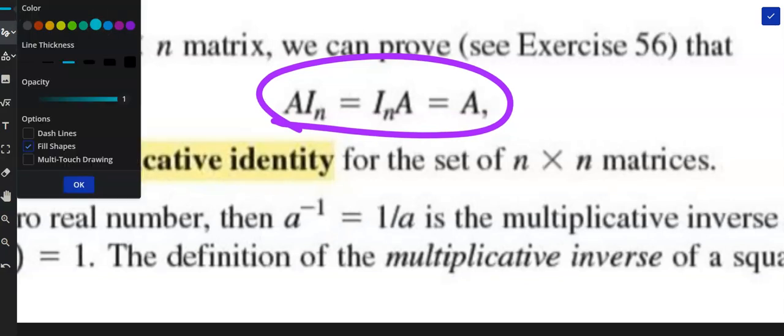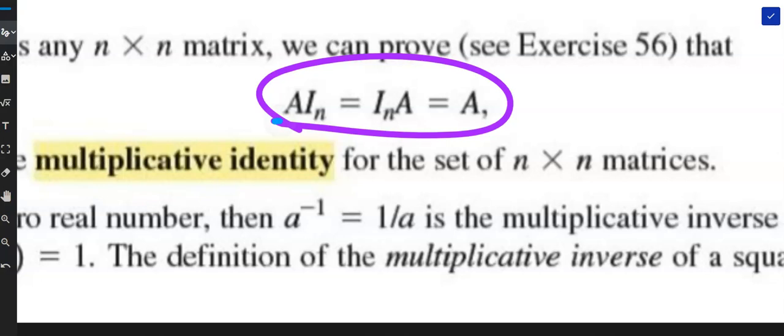It says matrix A, which could be any kind of matrix, times the identity matrix gives me the original matrix. Also, if you put the identity matrix in front of matrix A, you still get the same matrix that you started with.